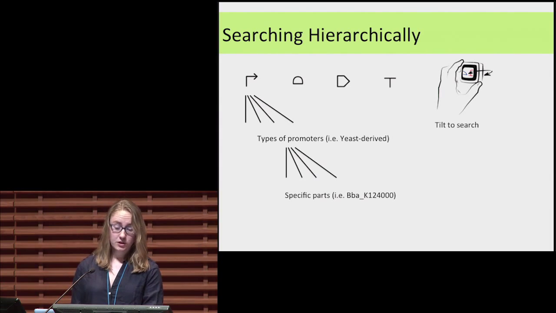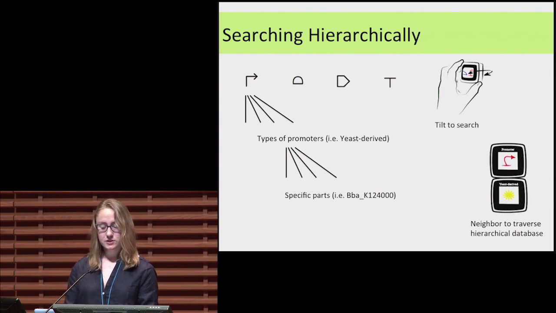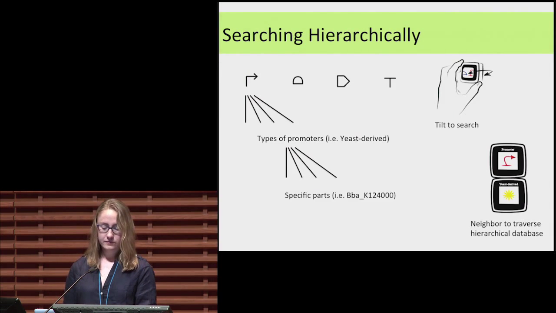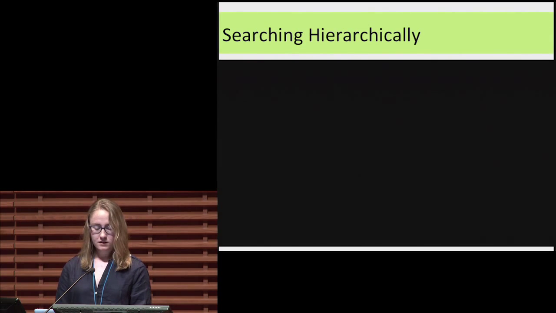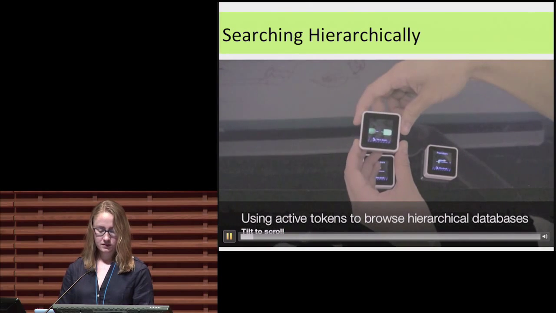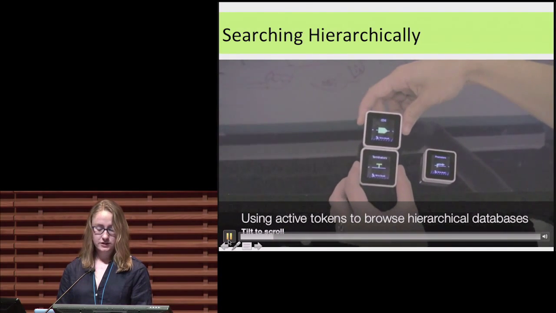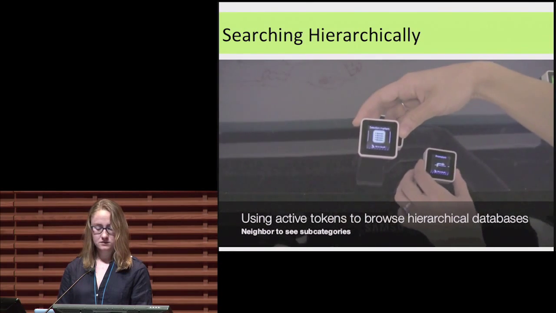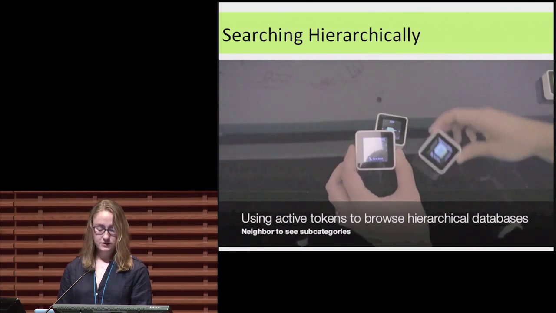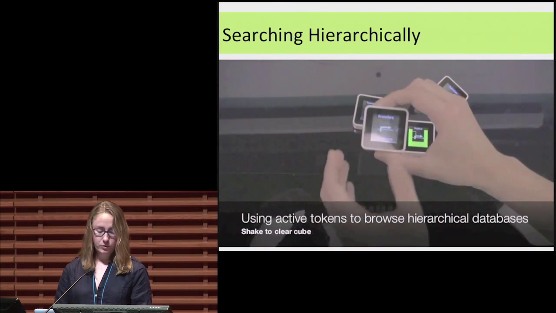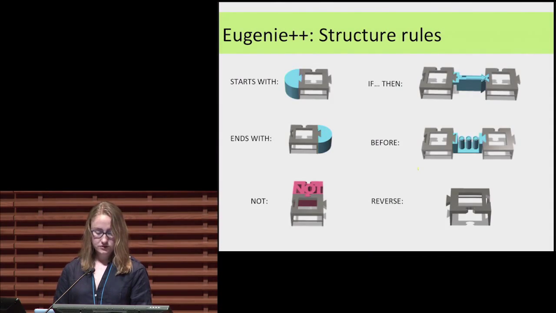So to search something below the generic level, the user neighbors a cube under the first cube. Then that second cube is used to traverse the next level. And the user does this until they have the desired part. And this is a video of some of these interactions. Browsing the generic parts. Now searching the kinds of that part. And finally, searching the specific parts. Users can also shake to clear the cube at any point and have it mean something else.